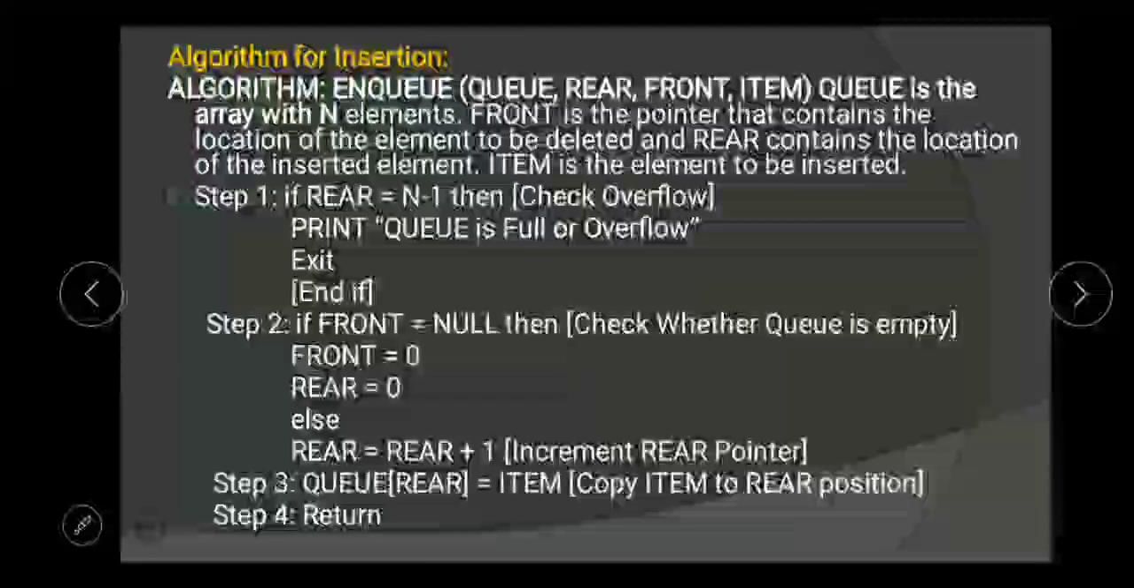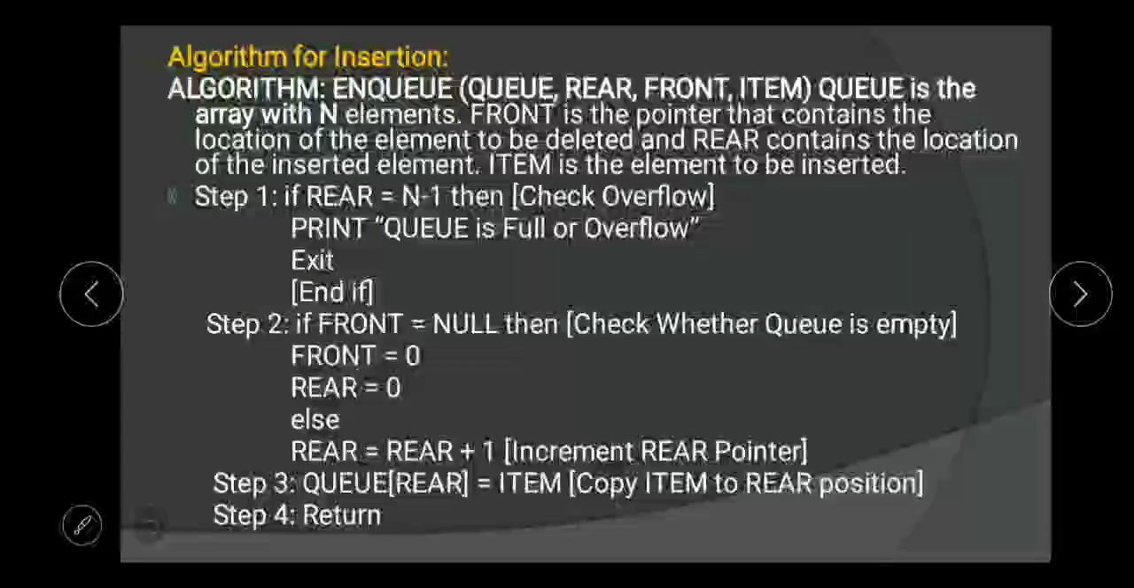Algorithm for insertion. Here we have NQ that contains Q, rear, front and item, where Q is the array with n elements, front is the pointer that contains the location of the element to be deleted, and the rear contains the location of the inserted element. Item is the element to be inserted.